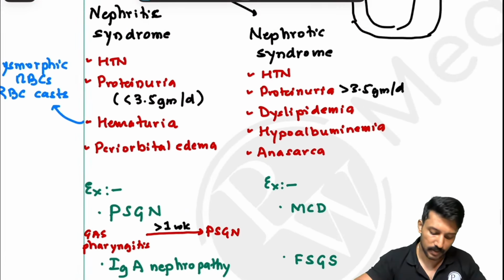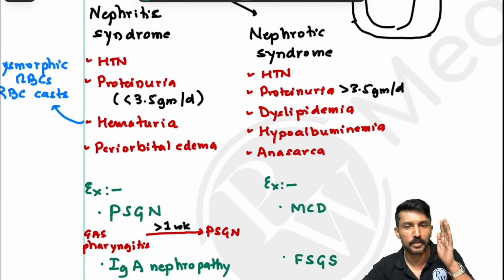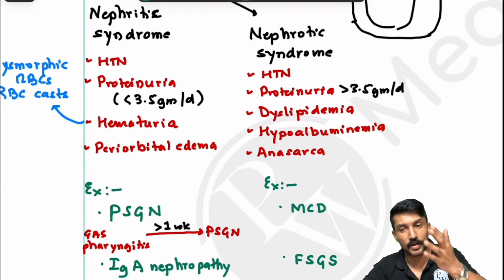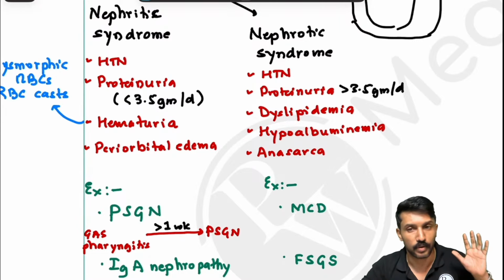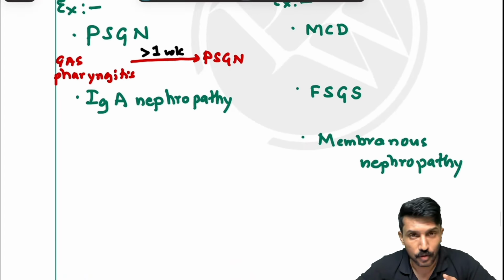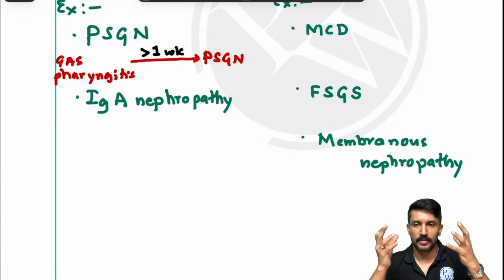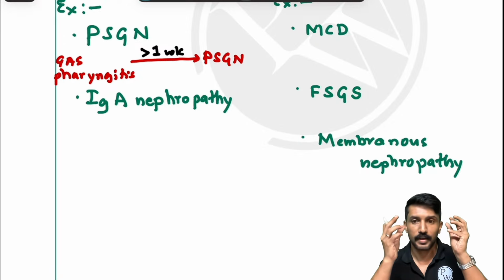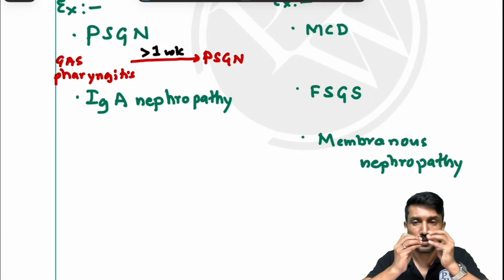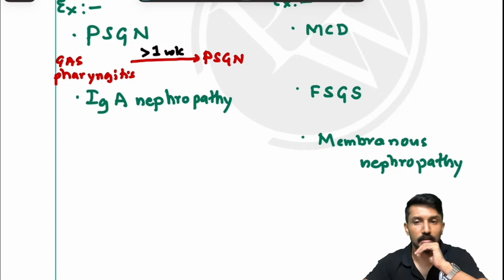Then he will present with hypertension, proteinuria, hematuria, periorbital edema. So any question which says I had a sore throat and then 1 week later I presented with these symptoms is talking about PSGN. In PSGN, it is due to immune complex deposition, antibodies along with the bacterial antigen forming complexes, which get deposited in the glomeruli. That's why the glomeruli are getting damaged.